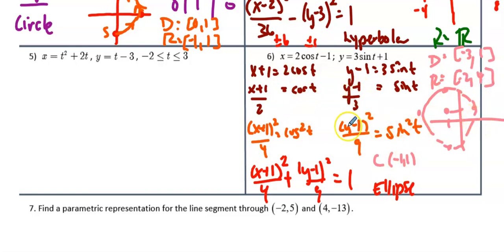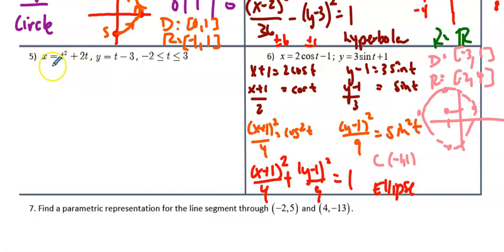So eliminate the parameter, isolate trig functions, use the Pythagorean identity that you guys have to get a function, and then use your knowledge of conics to figure out, okay, what is it? And then use more knowledge about conics to figure out how to graph the thing and then figure out your domain and range. All right, last example is the only other conic that we haven't really talked about yet.